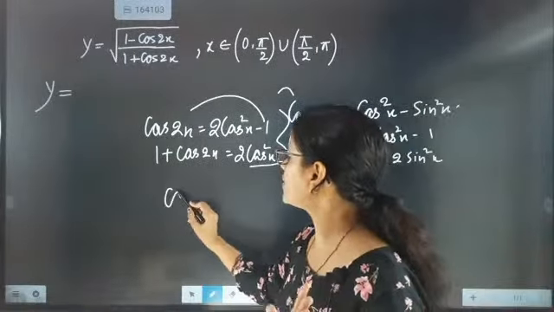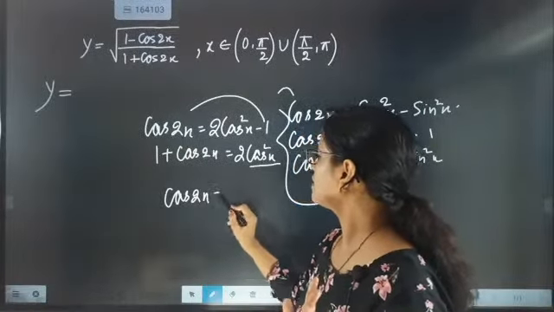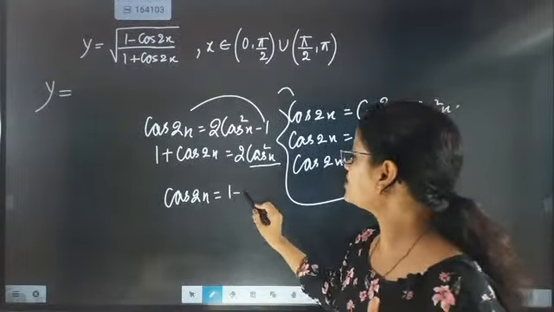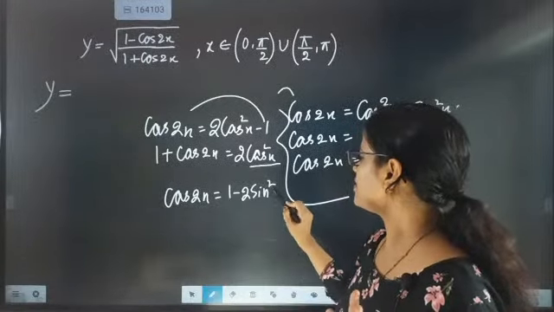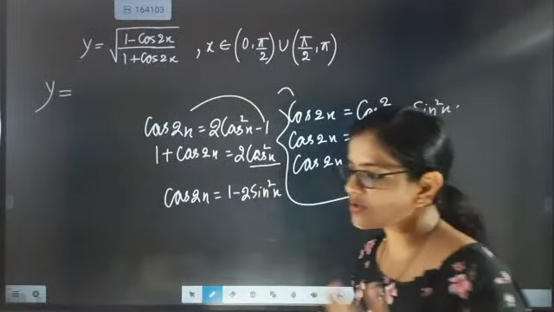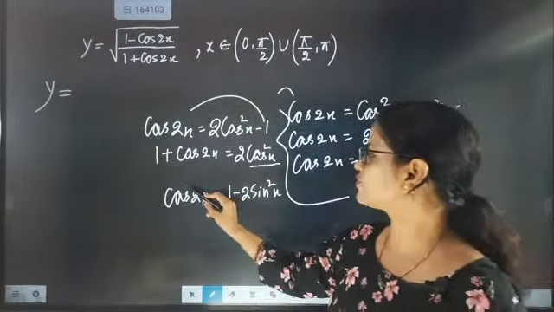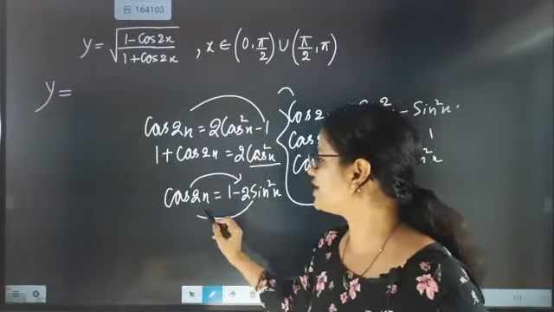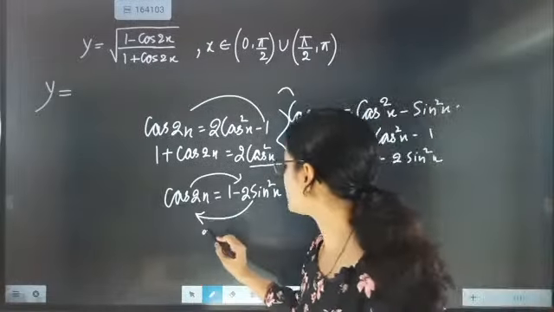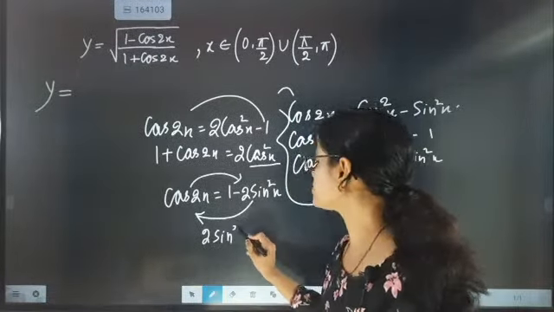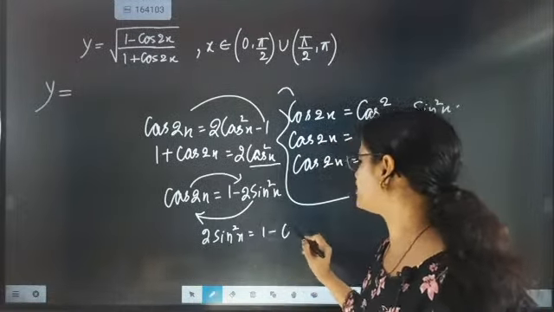Now cos 2x is equal to 1 minus 2 sin square x. So this time we are going to shift cos 2x to this side and sin 2x to this side. So this time it is coming as 2 sin square x equal to 1 minus cos 2x.